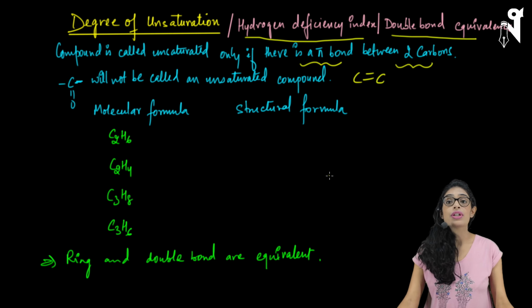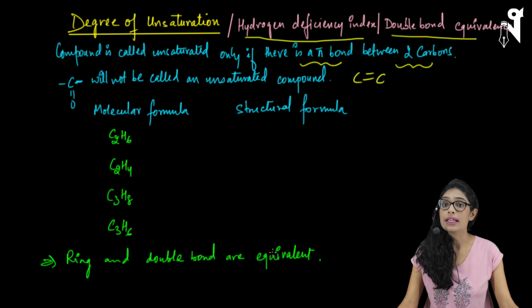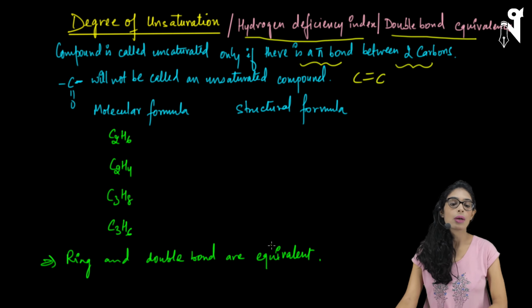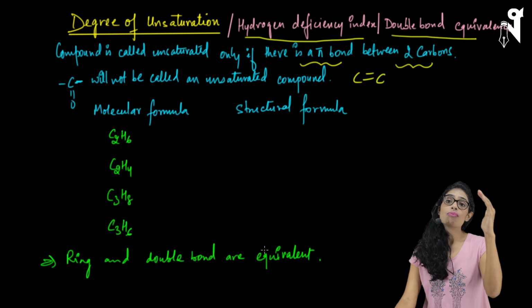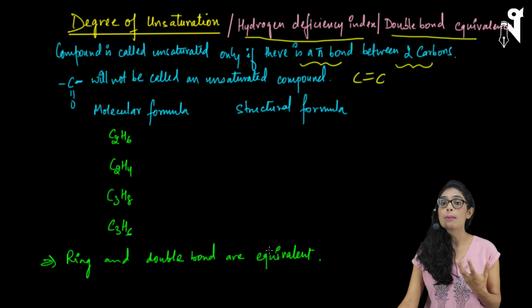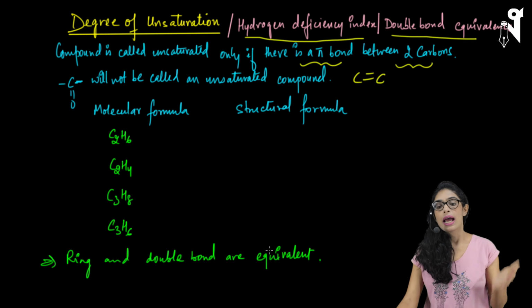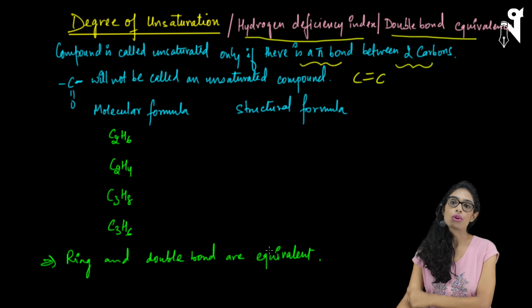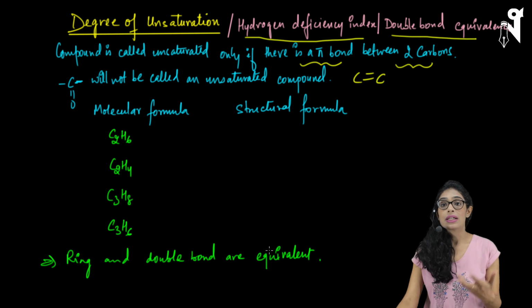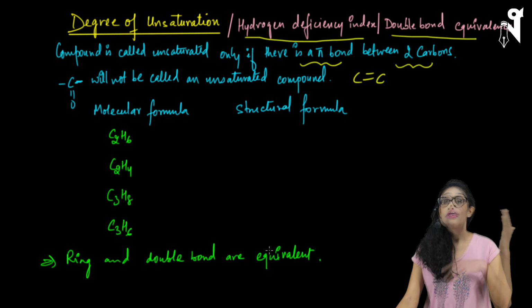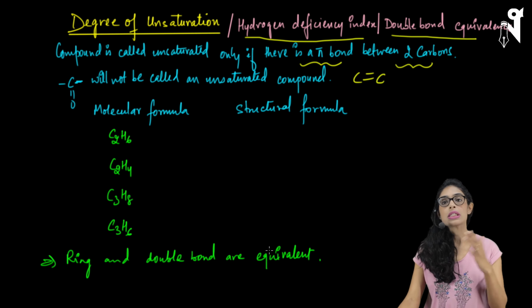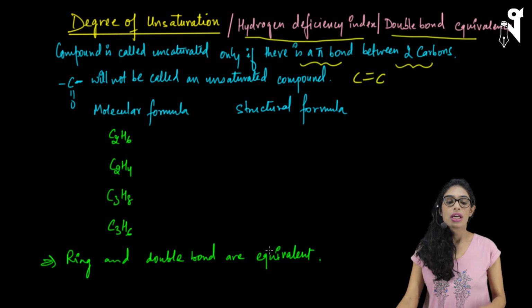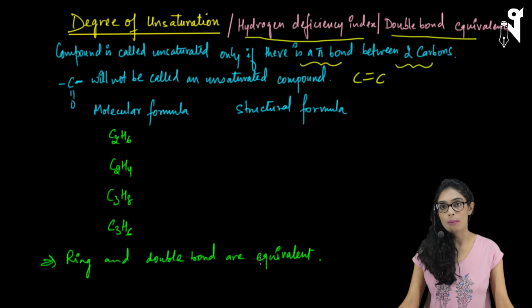Now, where do we need this degree of unsaturation? What exactly does it mean? Before we get into it, let's understand one more thing. Let's say I have been given some molecular formula and somebody asks me to make the structures of it, in what way will we form the structures? We have learned that in a compound, carbon can have carbon-carbon single bonds, double bonds, or triple bonds, or a combination of these, right? So let's figure out, if I have been given some set of molecular formulas, what all different structures I can get.